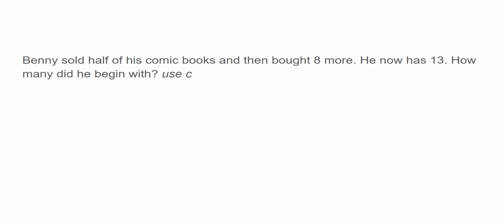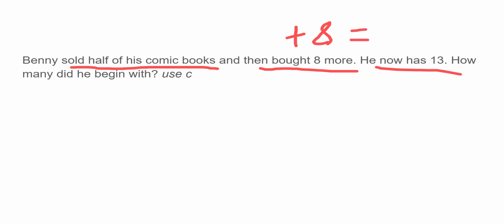So it says Benny sold half of his comic books and then bought 8 more. He now has 13. All right, so bought 8 more. I'm going to take that to mean plus 8. He now has 13. I'm going to take that to mean it equals 13.